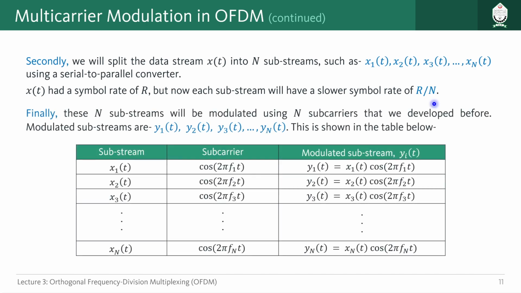Then what happens? Finally, we have n subcarriers and n different substreams. We will use these n subcarriers to modulate our n different substreams. That is done here. So the resultant modulated signals can be written like this: y1, y2, y3 up to yn. In this table we can see that, for example, if we have substream x1 of t, then the subcarrier is cos 2 pi f1t, and the modulated substream, which is called y1 of t, is x1t cos 2 pi f1t. In this way all these modulated substreams will be generated.